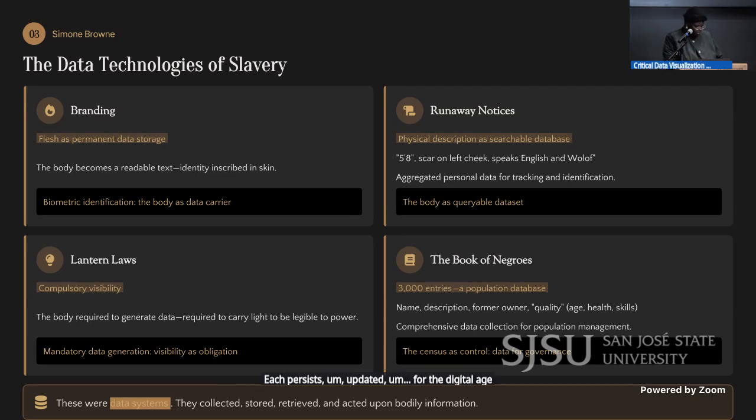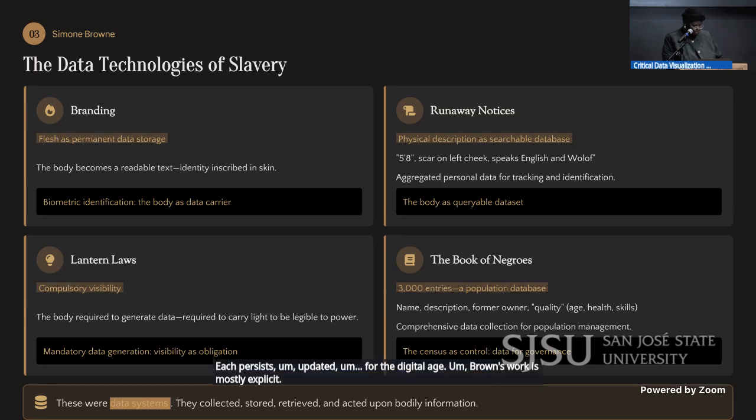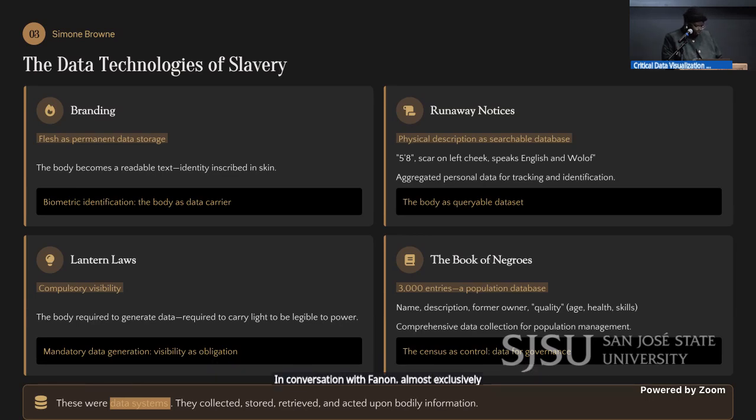Browne's work is explicitly in conversation with Fanon, almost exclusively. Her chapter, Branding Blackness, takes Fanon's epidermalization as its theoretical frame and asks, how is this operationalized? How is the reduction of being to skin surface mechanized, scaled, and automated?